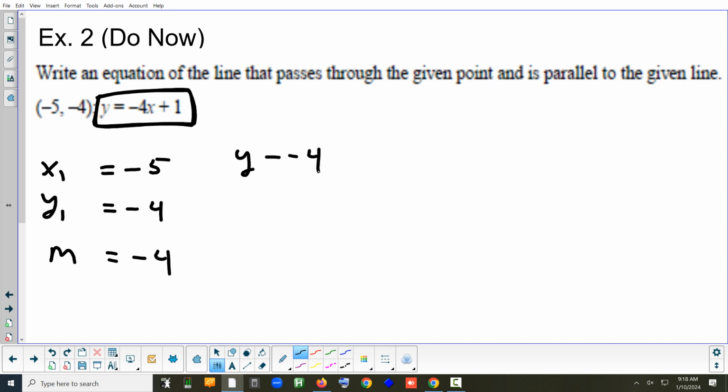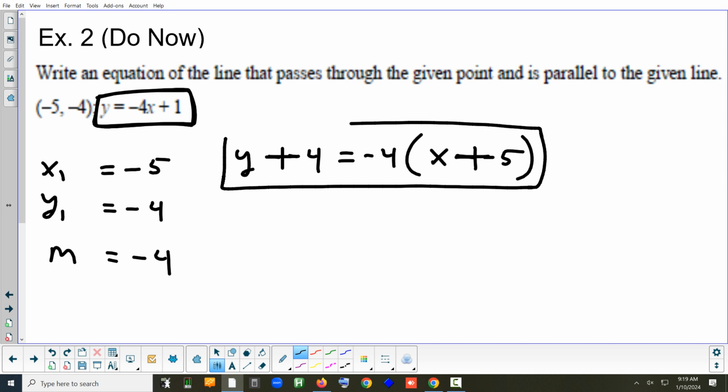Y minus 4. All right, and what comes next? Equals. -4. M, which is -4. Then parenthesis x minus plus. Well, let's do it with the minus first, and then we'll fix it because that's how we did the one on the left. Okay, so we're at -5. As we kind of already said, minus a minus turns into a plus, and minus a minus turns into a plus.